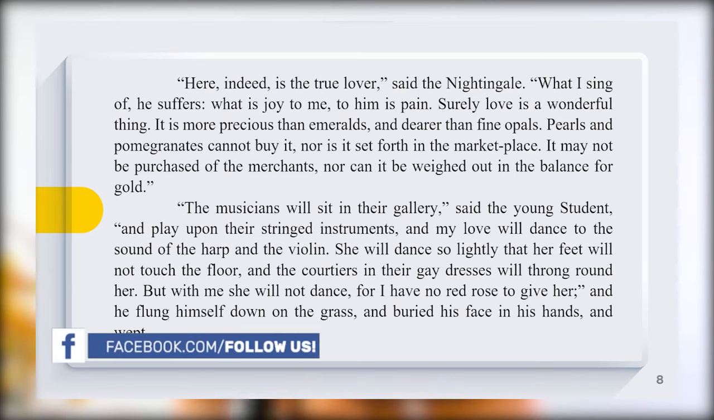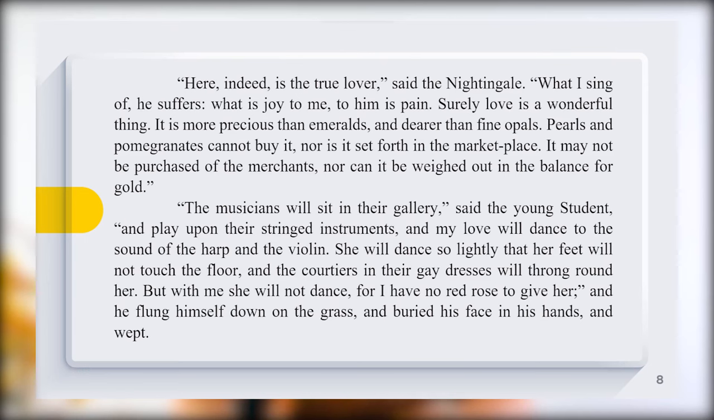And the courtiers in their gay dresses will throng round her. But with me, she will not dance. එයා වටේ ලස්සන ඇඳුම් ඇඳගෙන හිටින courtiers, රජුගේ රැජිනගේ අතවැසියෝ, ප්‍රභු පැලැන්තියේ අය එයා වටේ එකතු වෙයි, ඒ ලස්සන නැටුමට වශී වෙලා. ඒත් ඉතින් මාත් එක්ක නම් එයා නටන එකක් නැහැ. Why? For I have no red rose to give her. මට red rose එකක් නැහැනේ එයාට දෙන්න, ඒ හින්දා එයා මාත් එක්ක නටන එකක් නැහැ.